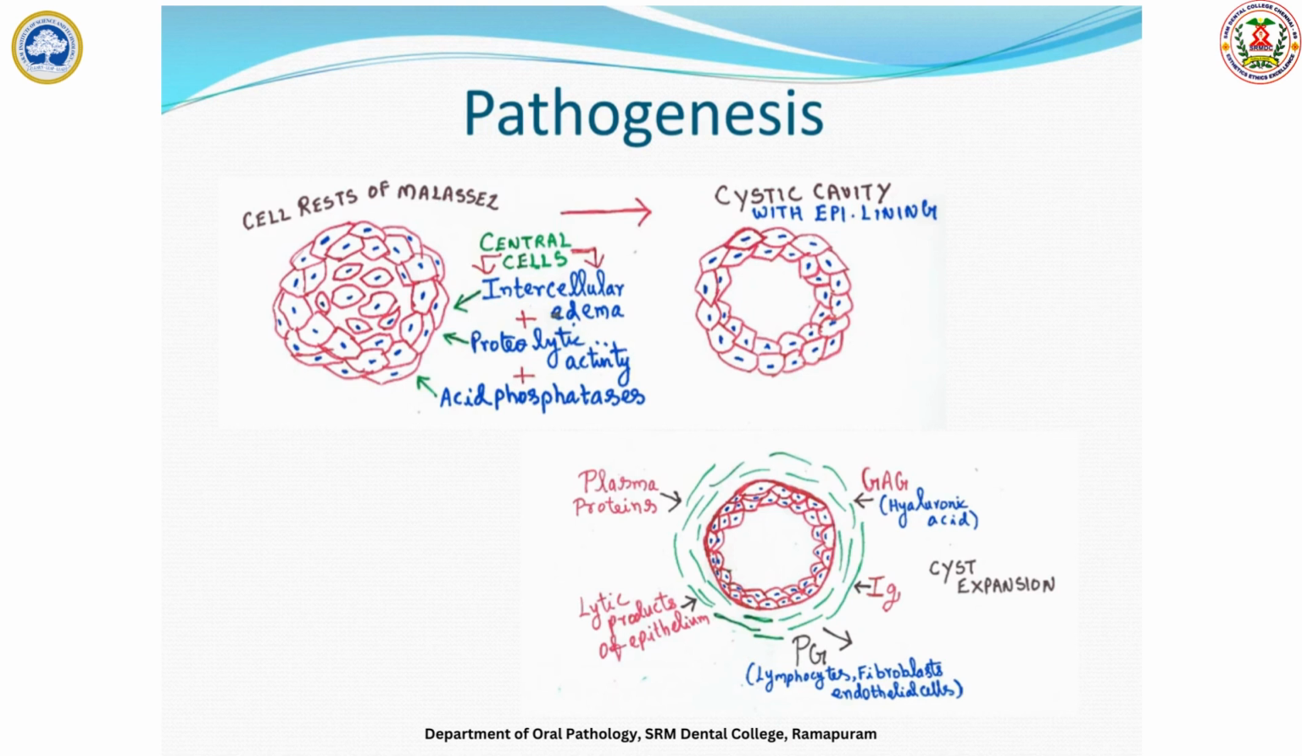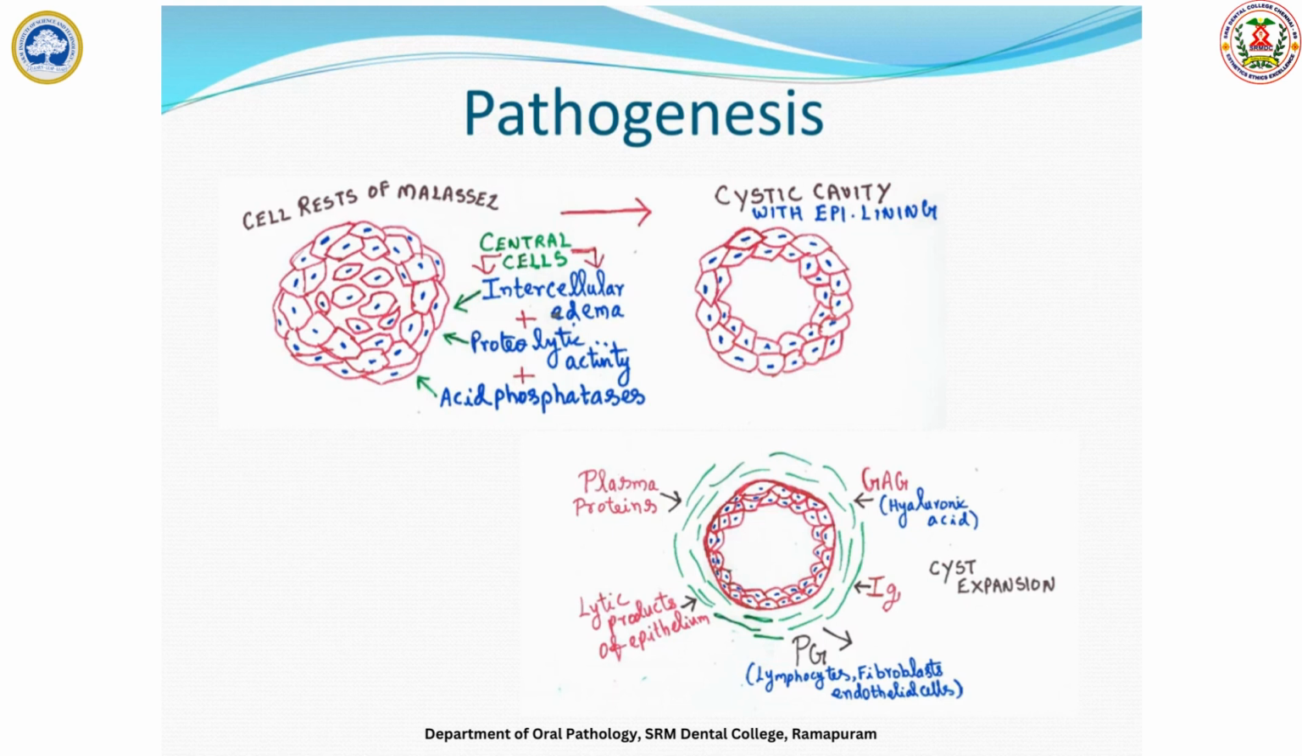When the central cells die, a cavity is formed. Automatically the surrounding peripheral cells will become the epithelial lining. You can see it in the second diagram. As time goes on, the plasma proteins from the surrounding connective tissue go into the lumen by penetrating the epithelium. Then the lumen will also consist of the necrotic epithelial cells. Some immunoglobulins from the surrounding connective tissue also go into the cystic lumen.